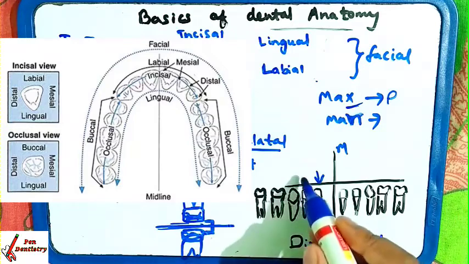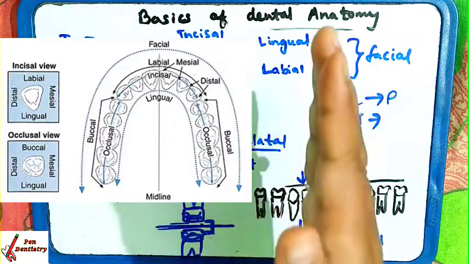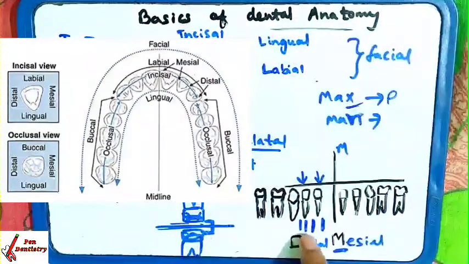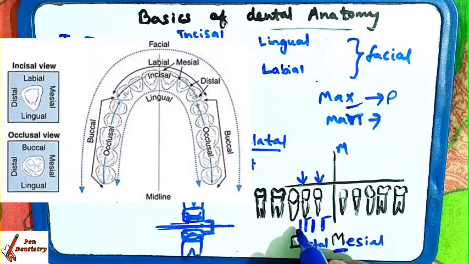In the same manner, if you are looking at the second tooth, it also has two faces. The face which is towards the midline, this is the face towards the midline. This is known as mesial, and the opposite of mesial is distal.